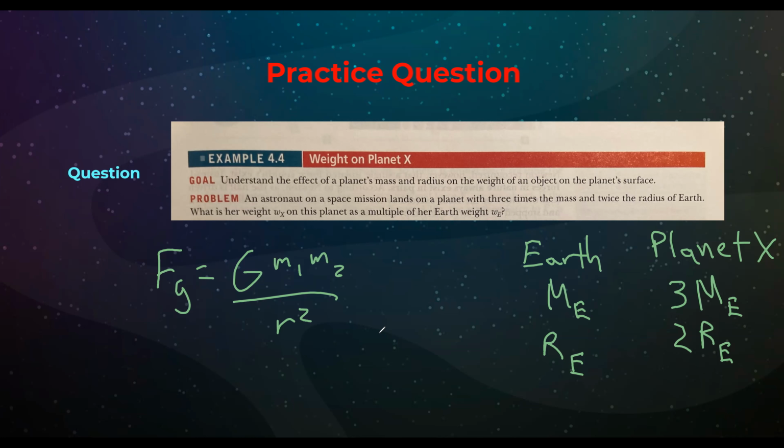W sub x is just weight, and that's equal to Fg. People do write W, but that's really just Fg. But there are two Fg's, right? There's Fg on the Earth and there's Fg on planet X. So does anyone want to give a stab at this problem? Anyone have any idea? It can be wrong. I really enjoy it if you participate or you're willing to give this a try.